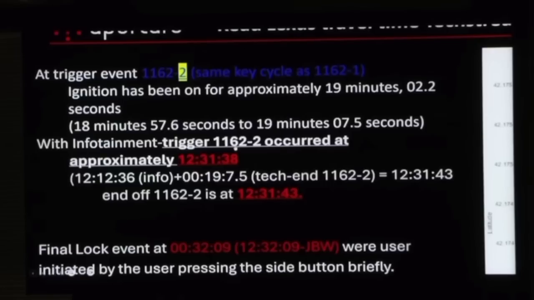Infotainment system, adding those two together, 12:36 plus the 19:7.5, indicates the end of 11:62-2 is at 12:31:43. Is that 12:31:43 based on the Lexus clock from the infotainment system? It is. It would need to be corrected to the O'Keefe cell phone data. And when you reconcile that variance of 21-29 seconds, what is the time? You end up with 12:32:04.